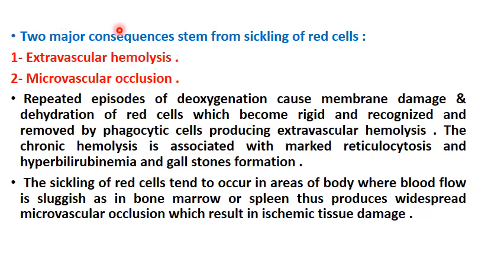The other consequence is microvascular occlusion. Sickling of red blood cells tends to occur in areas where the blood flow is sluggish and slow, as we said, in bone marrow and spleen. Thus, it will produce widespread microvascular occlusion, which leads to ischemic changes and subsequently to infarction.